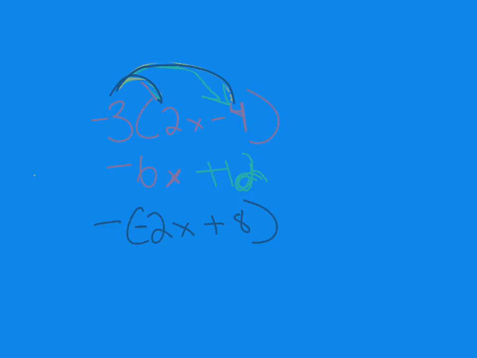Now, if you watched the video already, you would know that just because there's nothing there doesn't mean there's not a 1 there. And so it's a -1. And so we're going to multiply -1 times -2. Negative times negative is a positive 2x. Then -1 times 8 is a negative, so it's -8. And there is our answer.